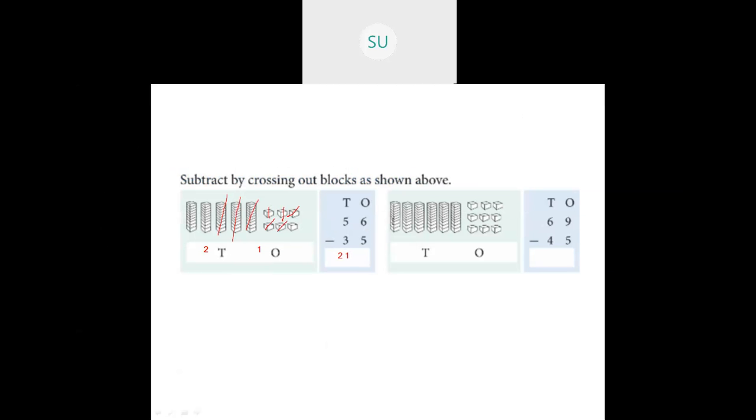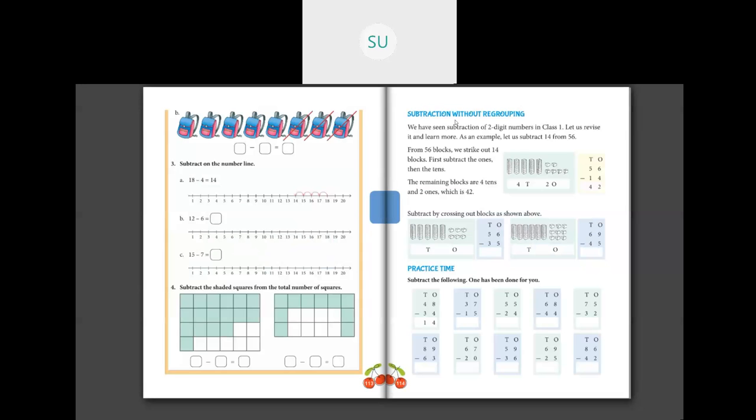Okay, we'll do the next one in the textbook only. Alright, so let's continue with the textbook now. We did this one just now, right? 56 minus 35. So we struck out 5 blocks: 1, 2, 3, 4, 5. So 1 one is left. And then we struck out 3 tens: 1, 2 and 3. How many tens are left? 2 tens are left. So the answer here is 21.